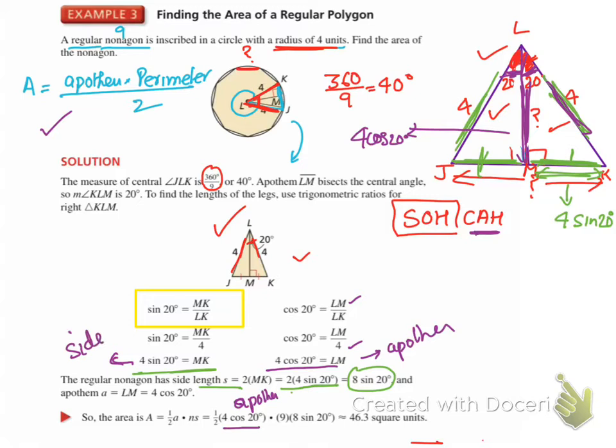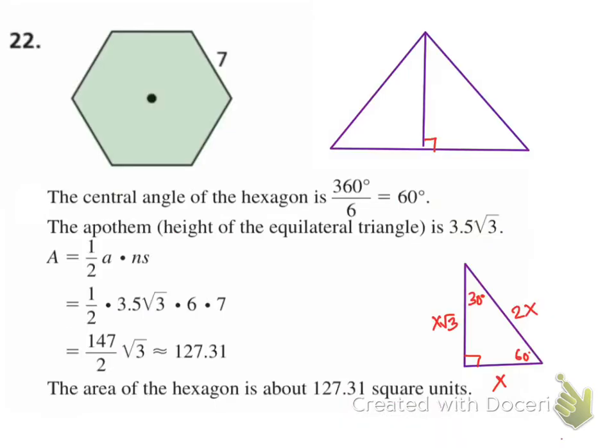And how many sides are there? The 9 sides. So for the perimeter you will be multiplying by 9. So 9 times 8 sine 20, and you're going to get this was side over 2, sorry, MK, it was not the whole side. So this is the side. Just multiply, you get 46.3 square units, roughly equal to, that's the area of this nonagon. Let's move to the next problem.